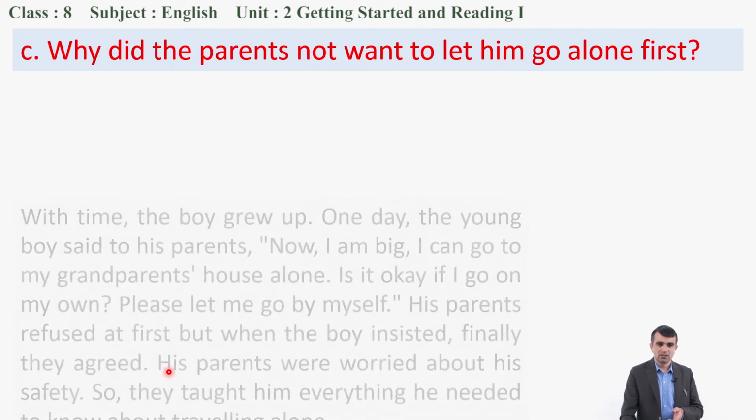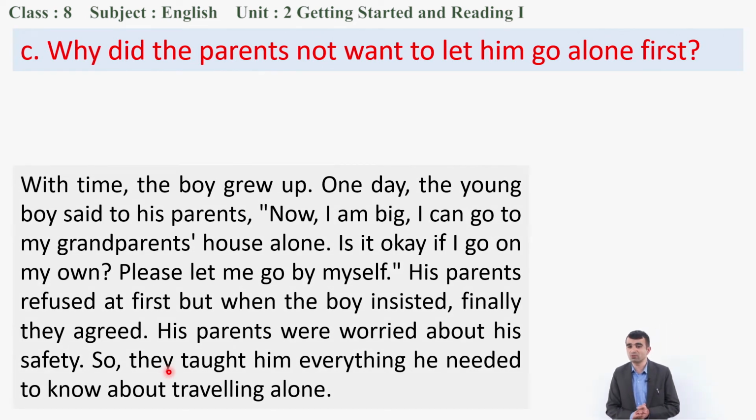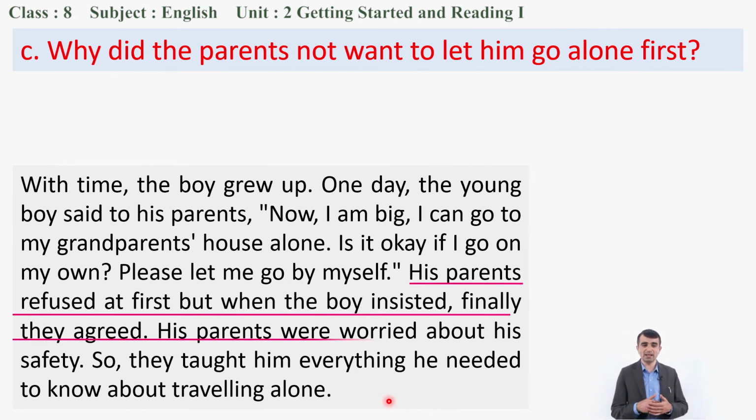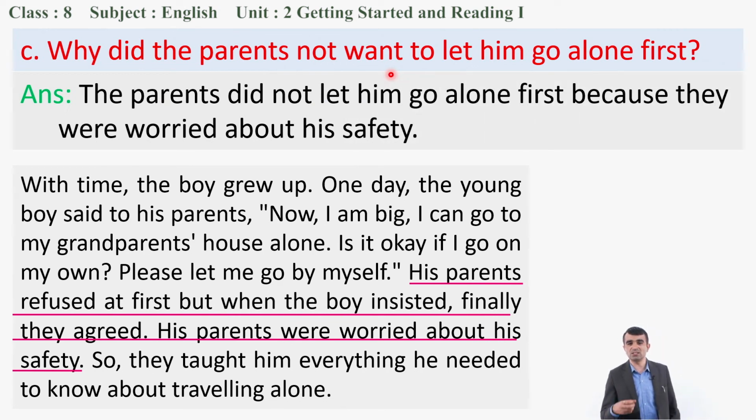Next, why did the parents not want to let him go alone first? Can you find it? Yes, mark where the answer is. Yes, it's here. His parents refused at first, but when the boy insisted, finally they agreed. His parents were worried about his safety. So why did the parents not want to let him go alone? Because they were worried about him. Well, the parents did not let him go alone because they were worried about his safety.